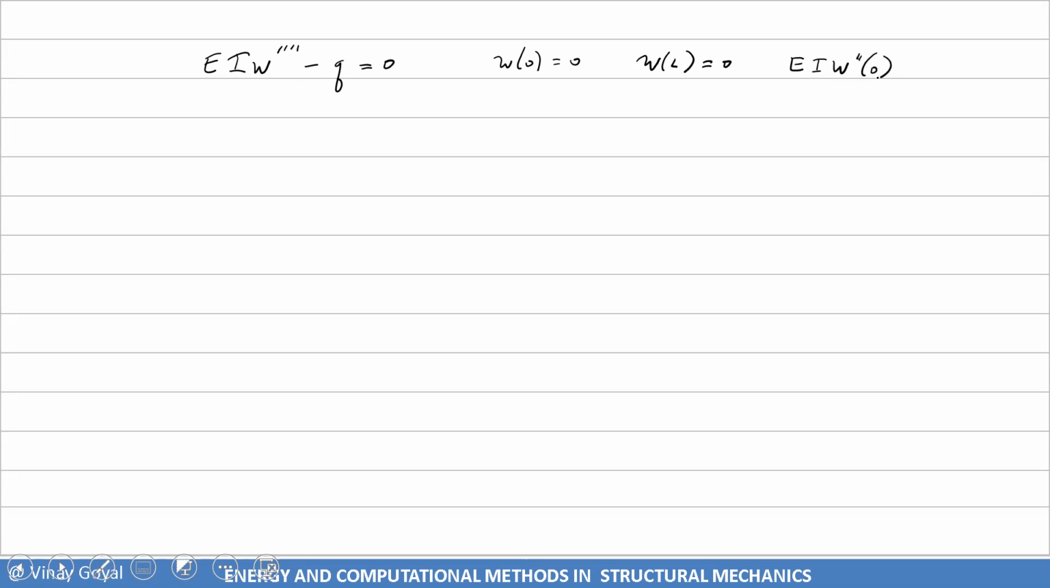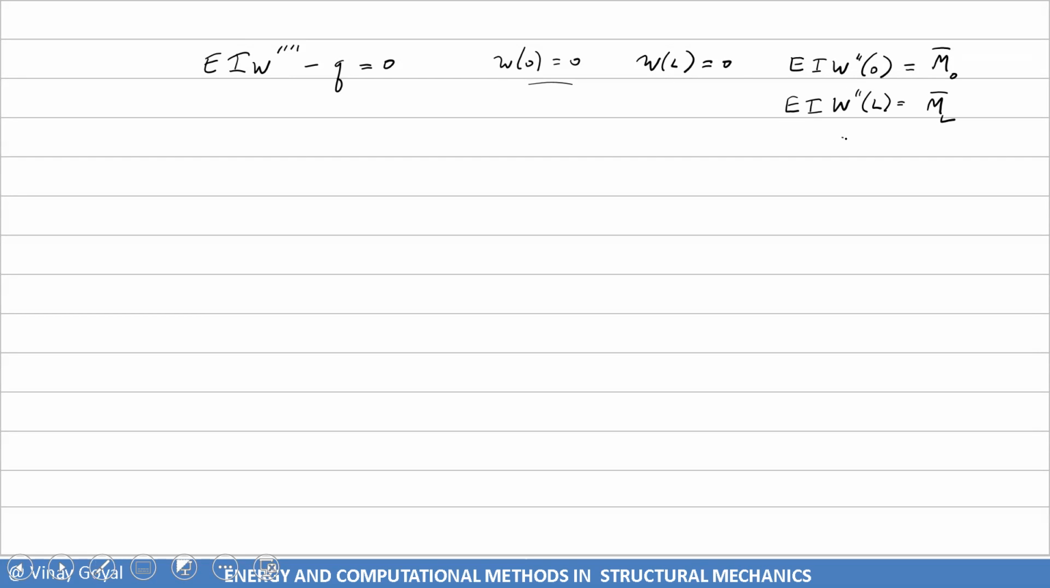Let's just say I give it a moment of some sort, and then let's apply a moment on the other end just for fun, just to see what happens. And so what I'll do then, I'll now take this governing equation. When you have a fourth order differential equation, you should have four boundary conditions. So it makes sense I have four boundary conditions.